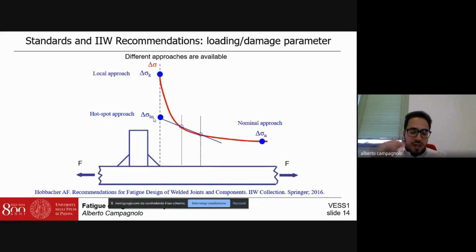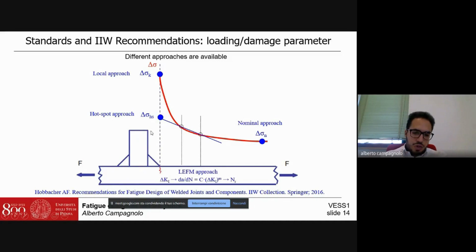Another approach, which is the local one, is based on the stress calculated directly at the location where the crack initiates, or at a close distance from the weld toe. So these approaches are based on the local geometry of the welded joint. They account for the geometry of the weldment, and they therefore require a lower number of fatigue strength curves.